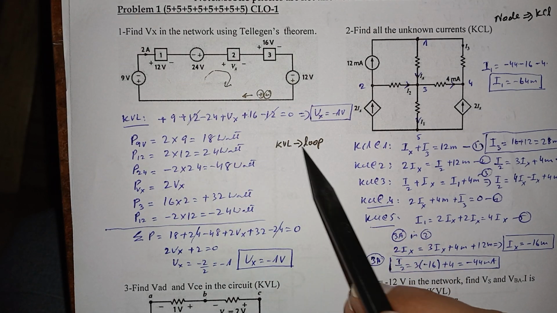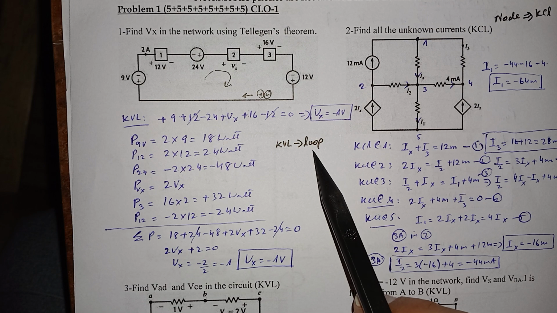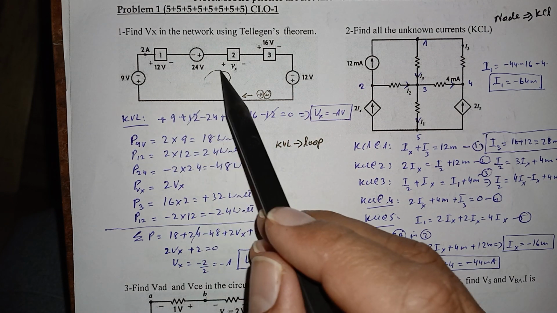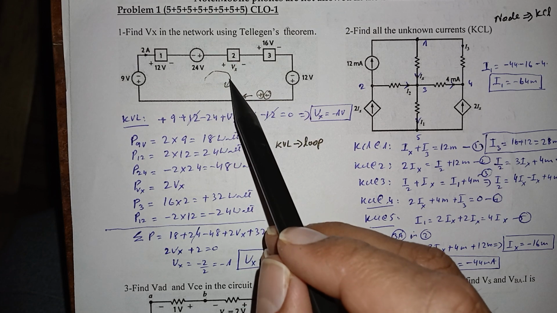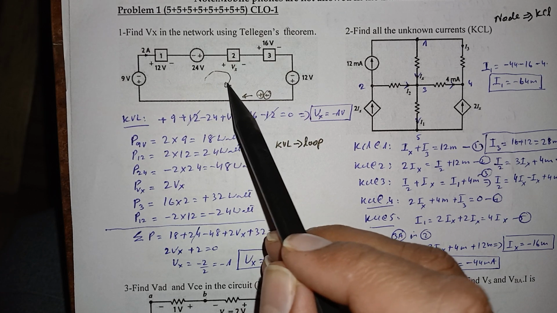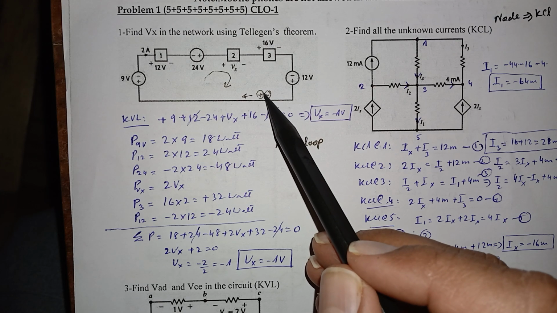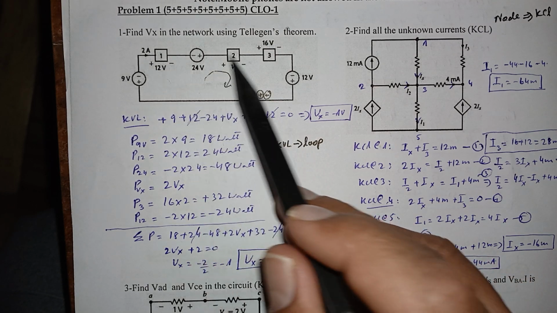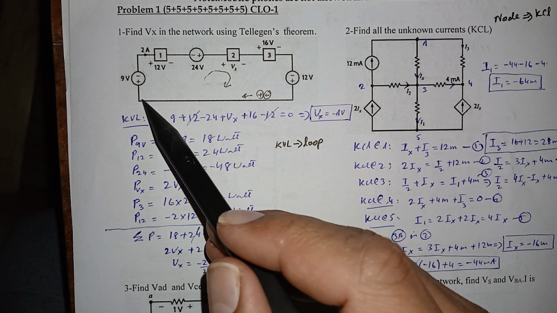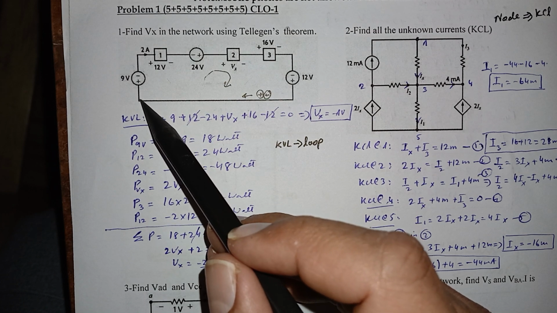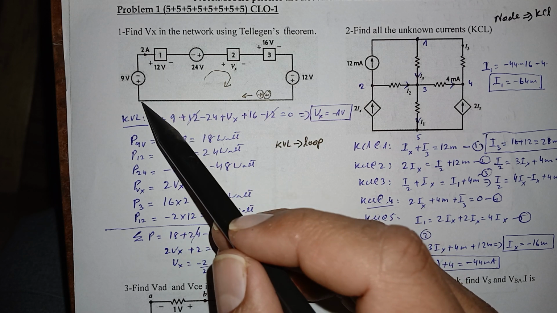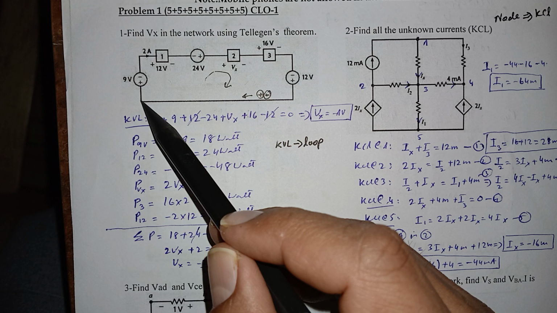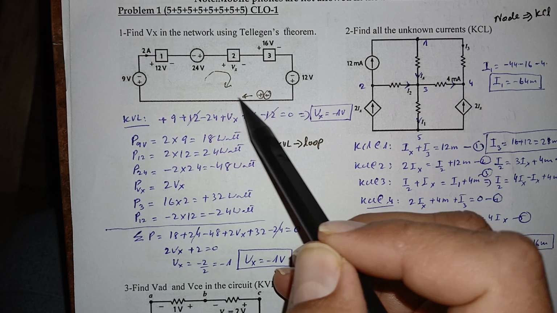So whenever we use KVL, we have to think of a loop. I have considered a loop, usually clockwise, and the assumption is that the positive charge is flowing in this clockwise direction. I can start KVL from any point, it doesn't matter which starting point you take. I'll take the starting point from here, and I assume positive charge is coming from here.